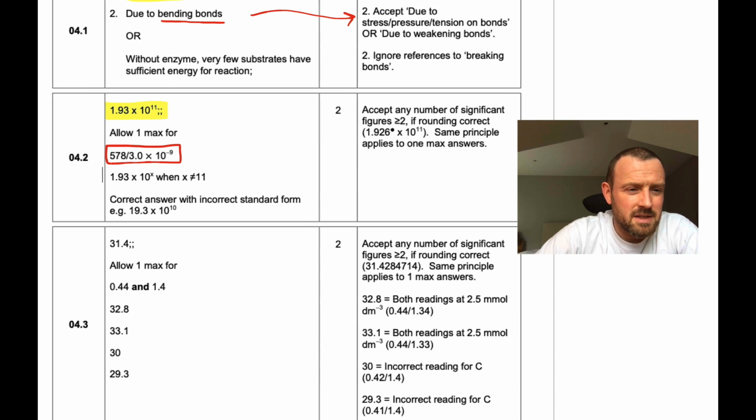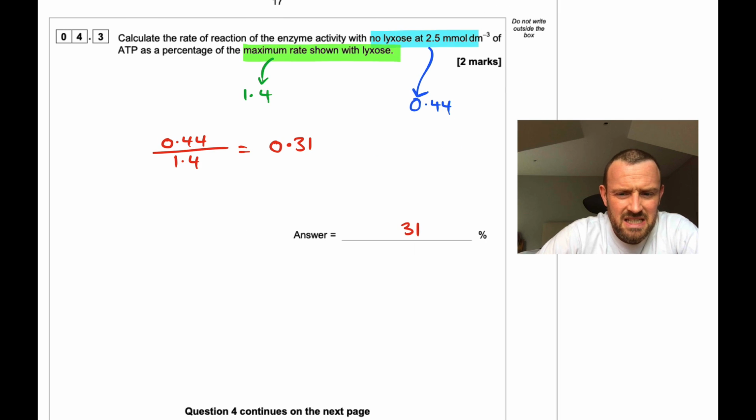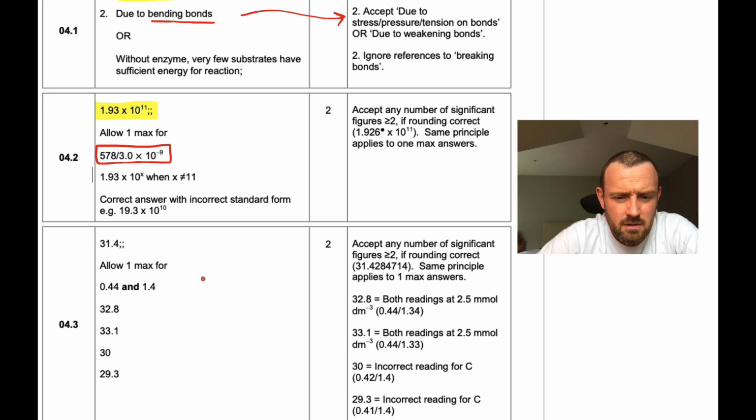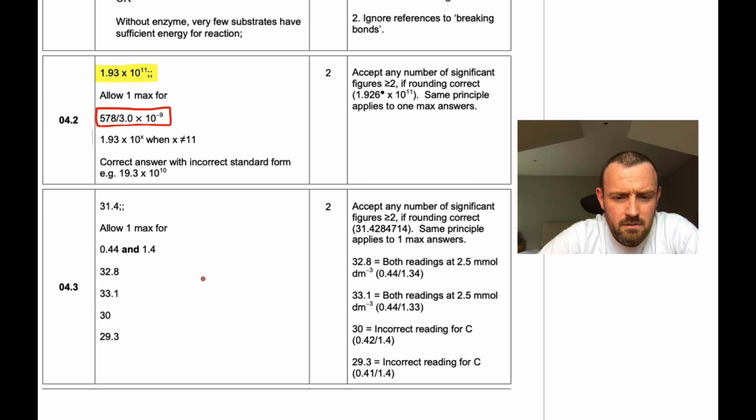Does it say to how many significant figures? It doesn't say to how many significant figures. I wrote 31. Would I get a mark? Except any number of significant figures greater than or equal to 2. So 31 is okay. So 31.4 or 31 is fine.